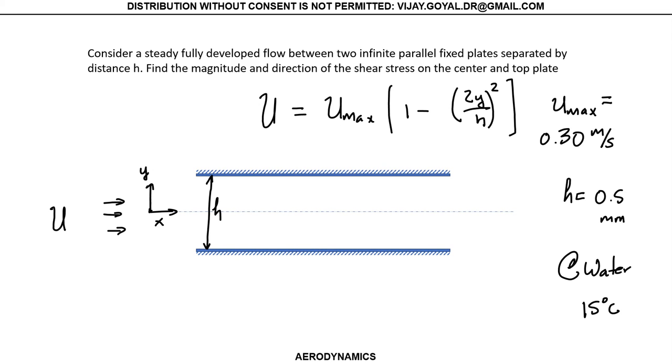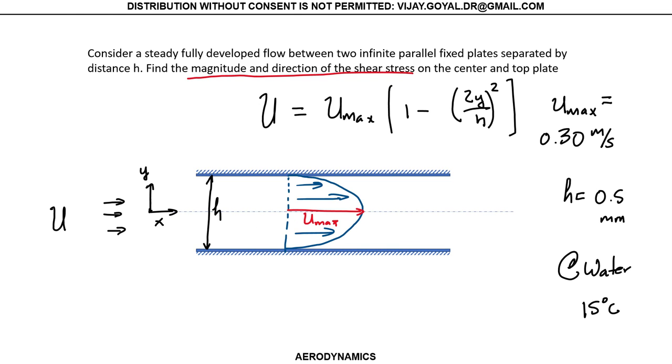Okay, and what we want to find in the problem is the magnitude and direction of the shear stress at the center and top of the plate. So first of all, if you plot this flow, it will look something like this. This is your velocity profile across the two infinite plates, and right in the middle, this is u max. This would be the value for u max.